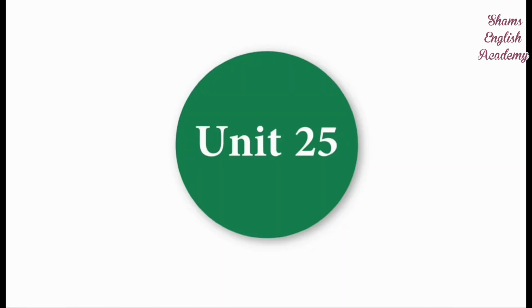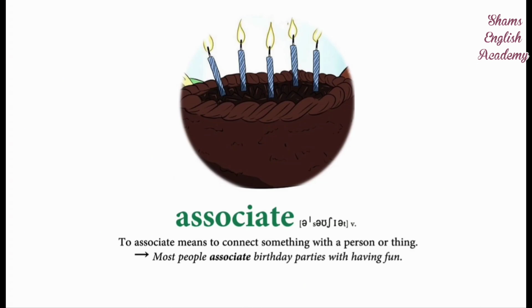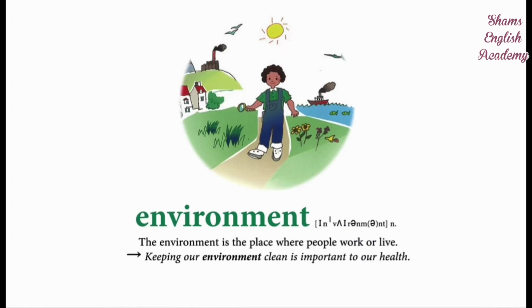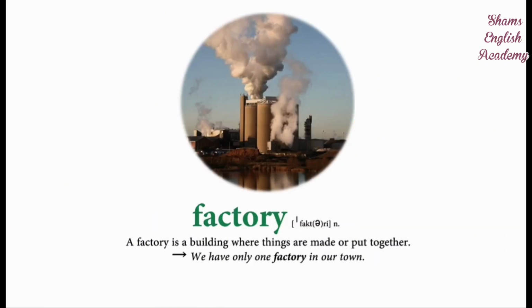Unit 25. Word list. Associate. To associate means to connect something with a person or thing. Most people associate birthday parties with having fun. Environment. The environment is the place where people work or live. Keeping our environment clean is important to our health. Factory. A factory is a building where things are made or put together. We have only one factory in our town.